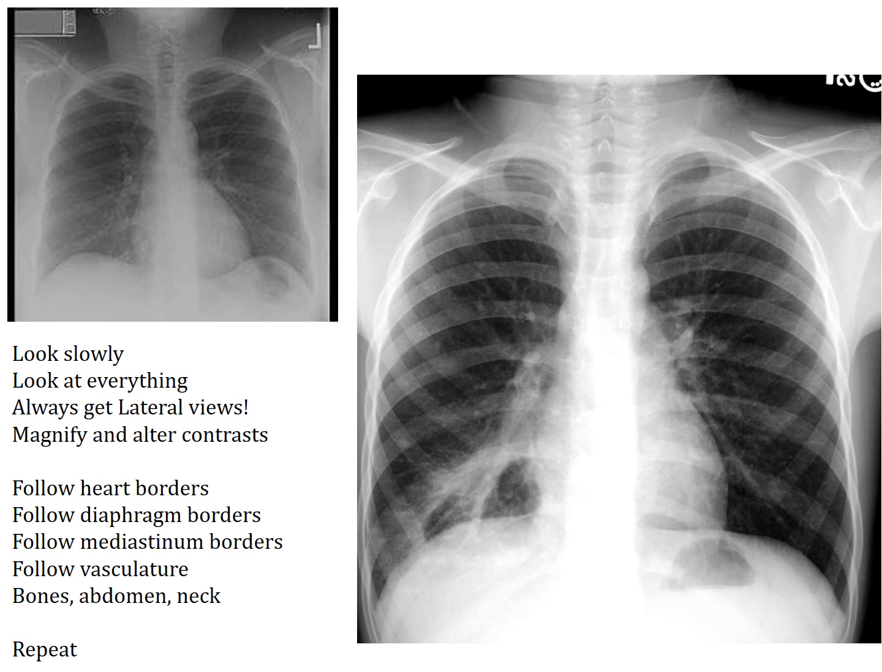Follow the heart borders, follow the diaphragm borders, follow the mediastinum borders, look at the vasculature. When you're done looking at the lungs themselves, then look at the bones, look at the abdomen, look at the soft tissue of the neck, and then repeat and take your time. Okay? By doing all that, you should be able to see the pathologies. Now remember, with respect to pneumonia, pneumonia is going to be accumulation of fluid and debris in the alveolar spaces. Fluid looks white on an x-ray, so you're looking for white consolidation where there should be black air.